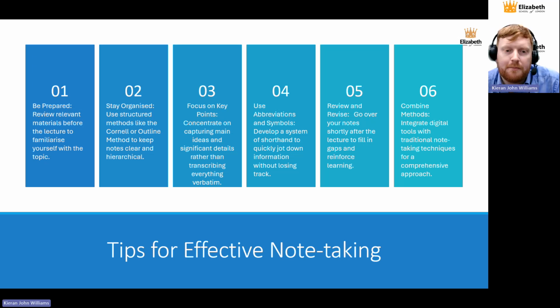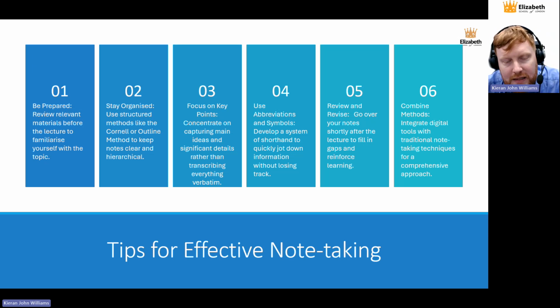Okay, your fifth tip is to review and revise. So after you've made your notes, have a look at them again, see if you can make them clearer, try to provide more of a structure. And then before the next class, do the same thing again. Look at your notes, try to see if you still have the understanding of that session.